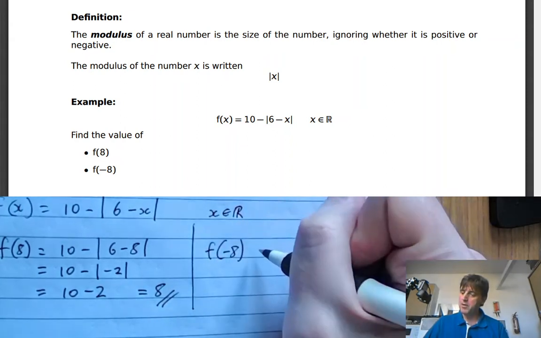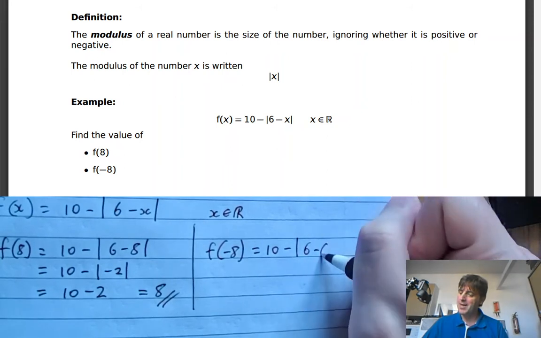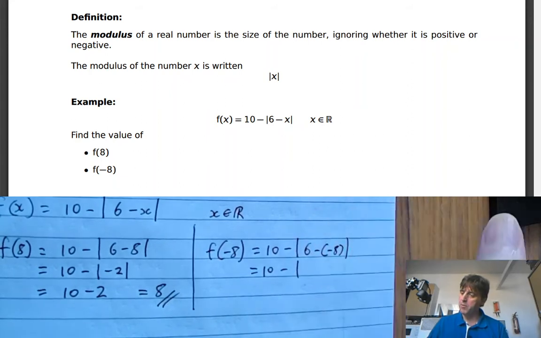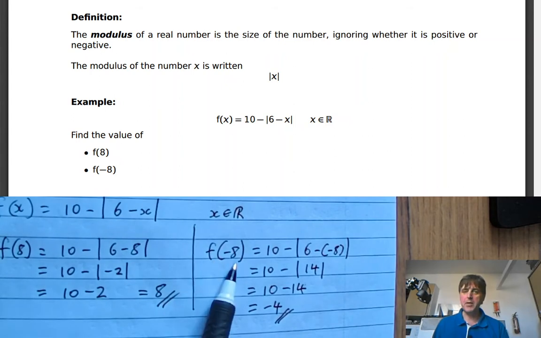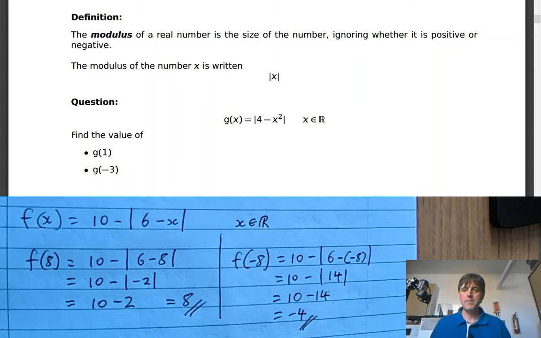Let's quickly work out f of -8. If we have an input of -8, we have 10 minus the modulus of 6 minus -8. Well, 6 minus -8 is 6 plus 8, which is 14, and the modulus of 14 is simply 14. It doesn't matter that it's positive, we just say that the size of that number is 14. So we end up with our answer of -4. So f of -8 is going to be -4.